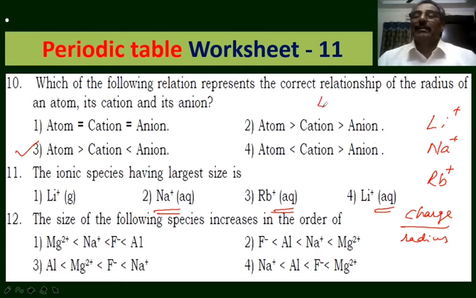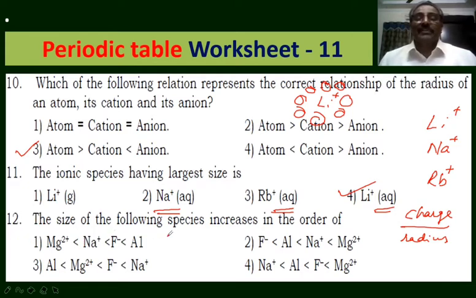The lithium ion gets surrounded by more water molecules than the other ions, Na+ and Rb+, because of the higher charge by radius ratio of lithium ion. So in aqueous solutions, the Li+ ion has a bigger size compared to the Na+ ion and Rb+ ion. So the fourth option is the right option.